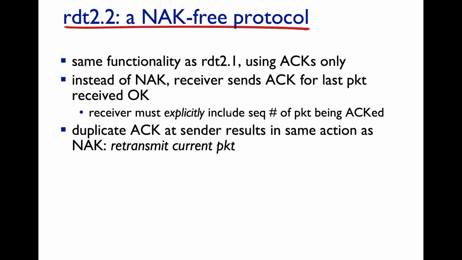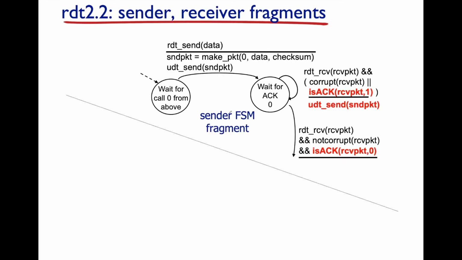And in doing so, it's telling through feedback to the sender, this is what I most recently successfully received. And so if you get a duplicate acknowledgement at the sender, that's the same action that is taken as if it got a NACK, that is to retransmit. So it says, oh, you told me the second time that you received a certain packet. You must not have gotten the next one I sent, so I'm going to retransmit. So this is RDT 2.2, and this is the sender fragment. And then what we'll do is talk about the receiver fragment, and this is going to be replicated about this diagonal.